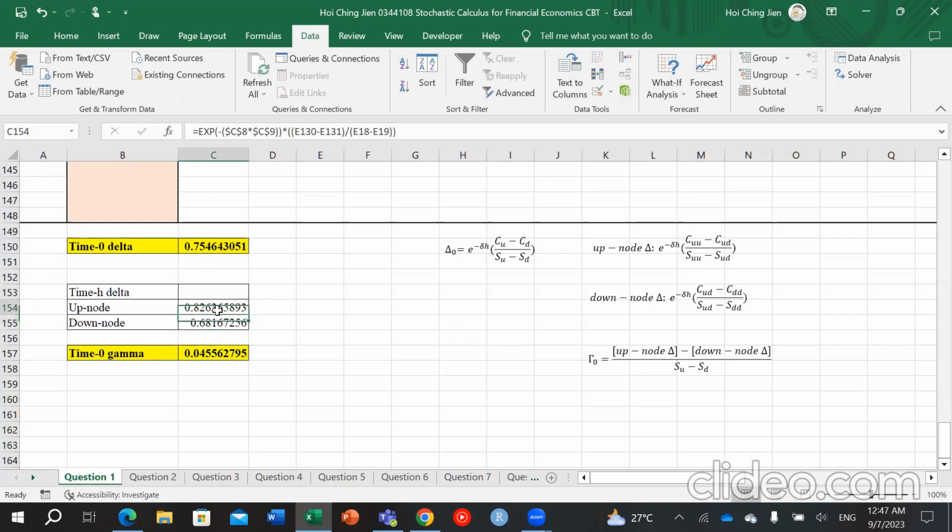And then we insert into the function in Excel. We got the time 0 gamma is 0.0455629795.